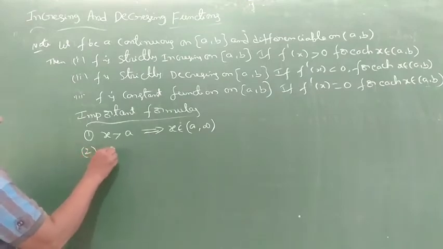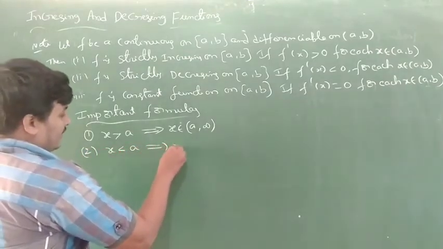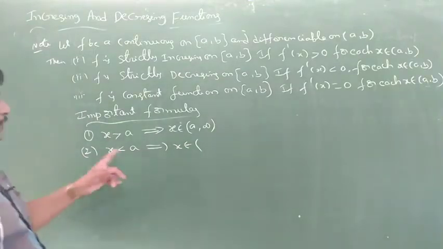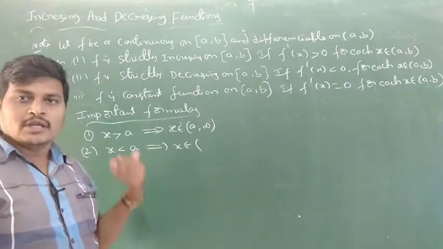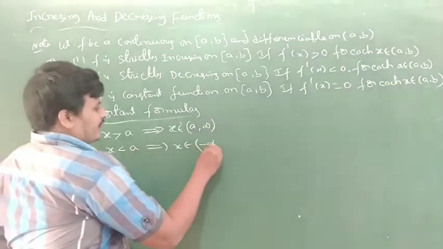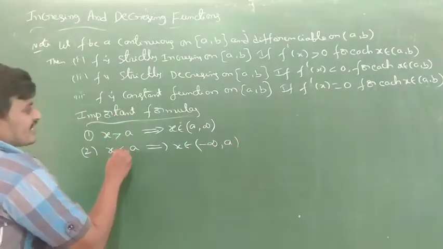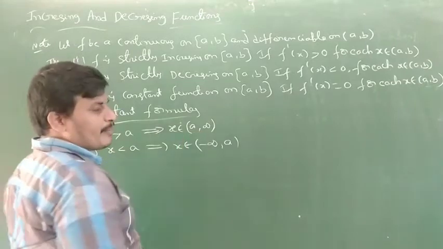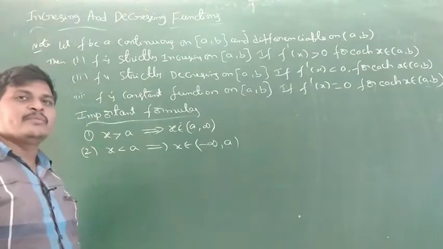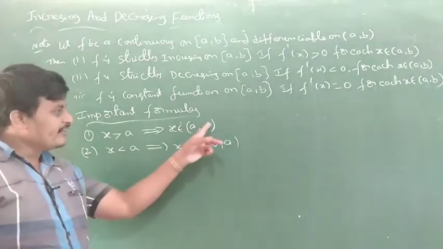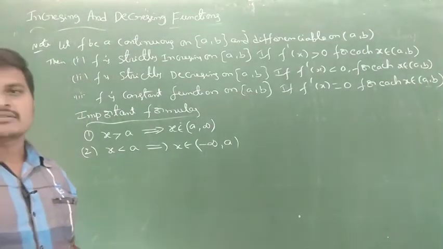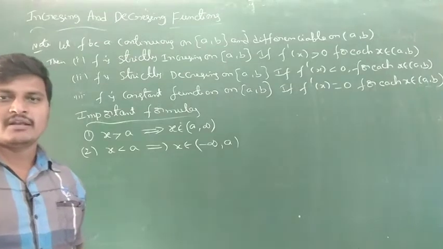Second one, x less than a, that implies x belongs to minus infinity to a, below a. For example, if a is equal to 1, below a means 0, minus 1, minus 2, up to minus infinity. So minus infinity to a. Less than or greater than means only open interval. Apply the open interval. Okay, is it clear? Greater than or less than means open interval. Infinity, plus infinity or minus infinity, is always an open interval.